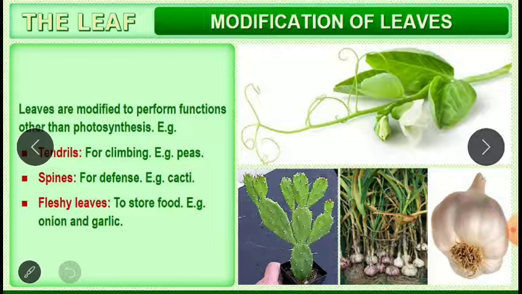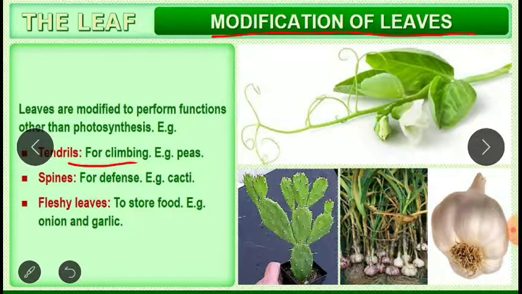Now coming to the modifications of the leaves, let us see how the leaves are modified in different plants to perform various functions. The main function of the leaf is photosynthesis, we have seen that. But apart from that, there are certain functions performed by the leaves. There are three main important ones. First, they can form tendrils.